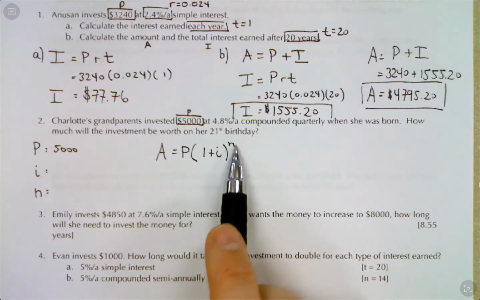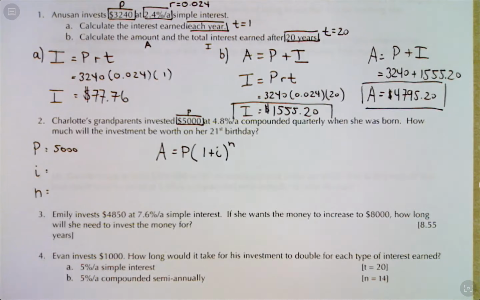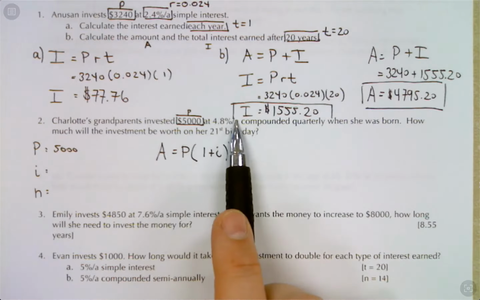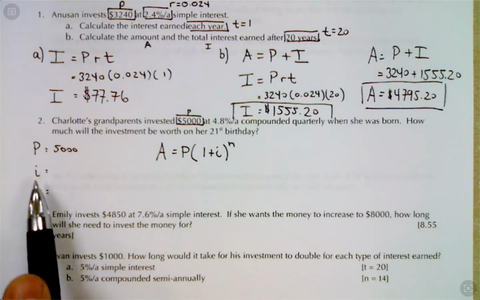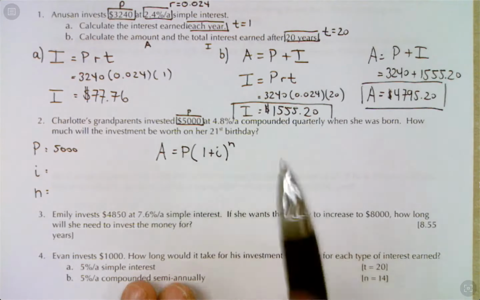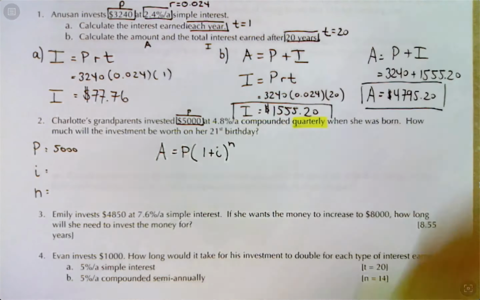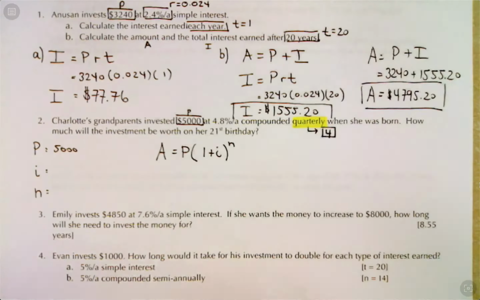Now, in order to use I and n, we can't just use 4.8% and 21 years, because this is not r and that is not t. r and t would be 0.048, 4.8%, and t would be 21 years. We're dealing with I and n. I is the effective interest rate, so we need to adjust those numbers based on how often we compound. In this question, we compound quarterly. So the magic number in this question is 4. Watch what happens with the number 4. It's going to appear in 2 spots.